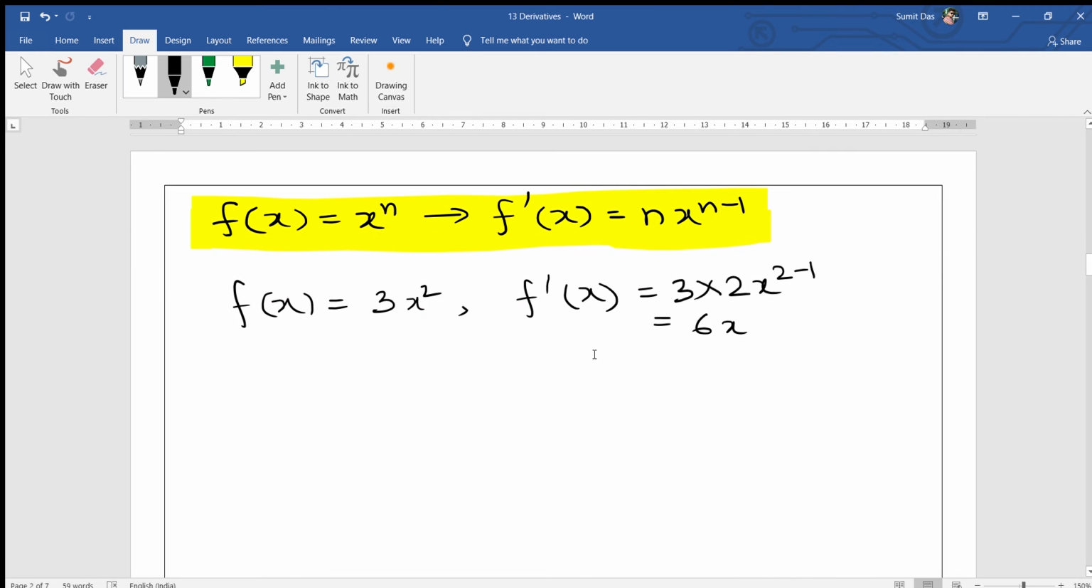Similarly, I'm giving another question. This is one question. Another question is, suppose f(x) is equal to 5x to the power 5, 4x to the power 4, 3x squared, plus, not 3x squared, 3x cubed. What will be the answer?